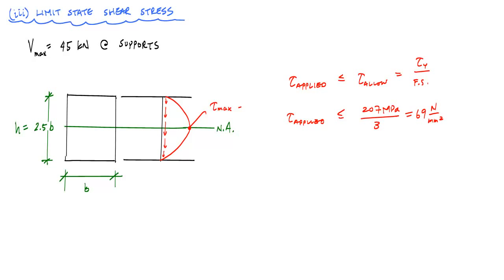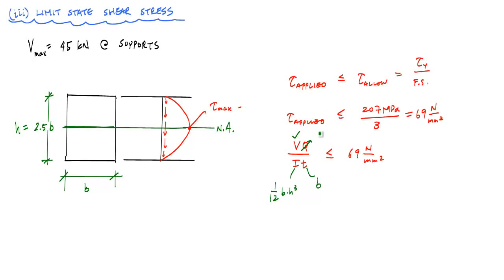And for tau applied, I'm just going to substitute the equation I would use to calculate this maximum shear stress as tau max. This is going to be VQ over IT less than or equal to 69 newtons per millimeter squared. I know V, and I know how to calculate I. That's 1/12 base times height cubed. T is going to be the width at the location where I'm calculating the shear stress. So it's this location right here, which is just B.